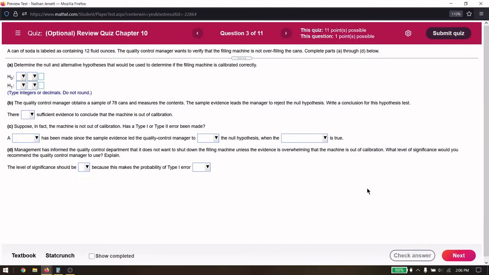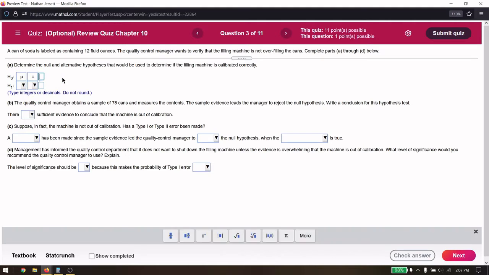Okay, a can of soda is labeled as containing 12 fluid ounces. Someone wants to verify the machine is not overfilling the cans. This is 12 fluid ounces. That's not a proportion. It's a number that we're basing everything around, so that's what a mean is. It's all going to be around there, an average amount of 12 fluid ounces. So it's established that this should be 12 ounces. Now, what we want to see is whether it is overfilling the cans. Overfilling is where it's greater than 12 ounces.